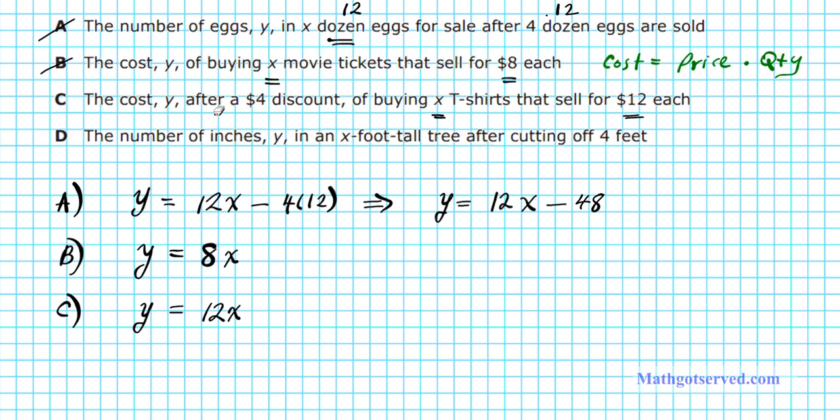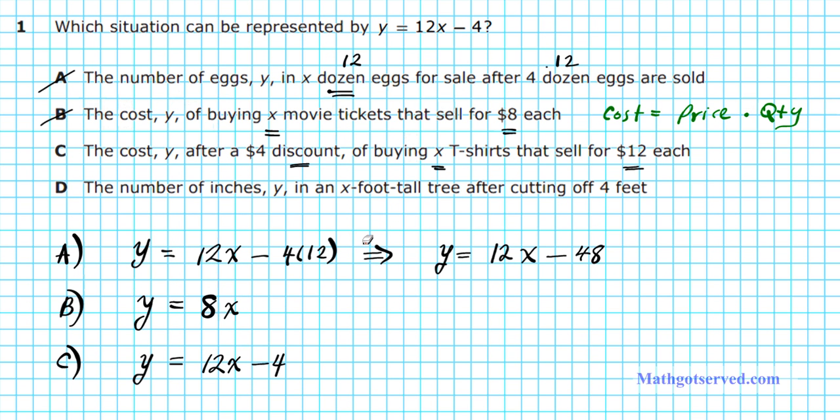But wait a minute, there is a $4 discount. So what does discount mean? It means you subtract $4 from the total cost. Okay? So we can see that this is an exact match. This is exactly what we're looking for. The answer is option letter C.